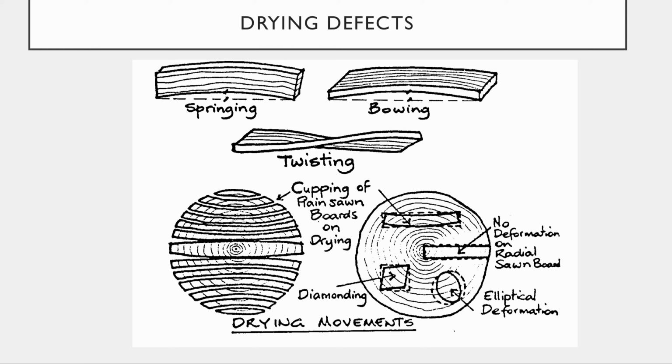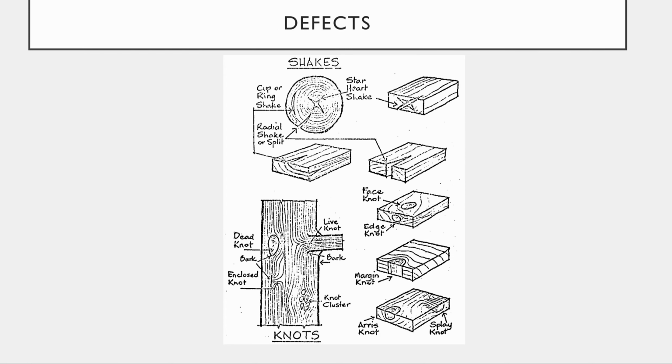Now, those are both defects from drying, but boards can naturally have defects in them as well, just because it's an organic material. So when we look at the center of a tree where we have the pith or the heart of the tree, you can get splits that come out from there, and those splits are called shakes, and it's called a heart or a star shake.